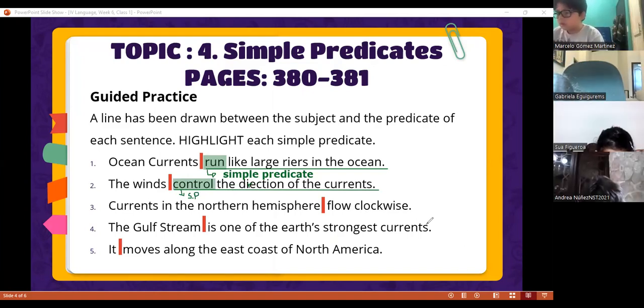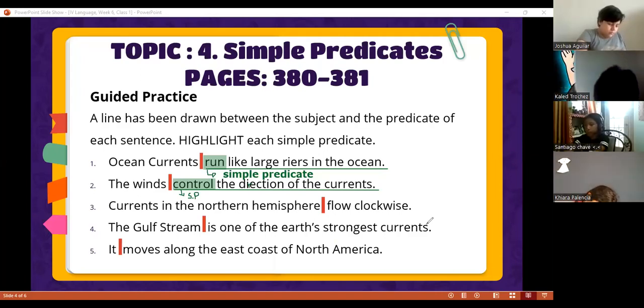Complete by yourself 3, 4, and 5. Then we check the answers together. 3, 4, and 5.